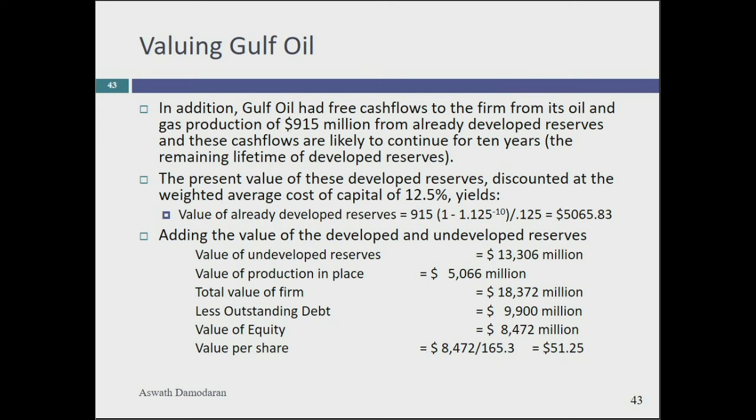Gulf Oil had developed reserves on which it was getting about $915 million in cash flows every year. There were about 10 years of cash flows left in those reserves. So I just took the present value of the $915 million every year for the next 10 years. At the cost of capital, because it is an oil company, I got a present value of $5.066 billion. That gets added on. I subtract the debt. I get a value for the equity. I divide by the number of shares to get the value per share.